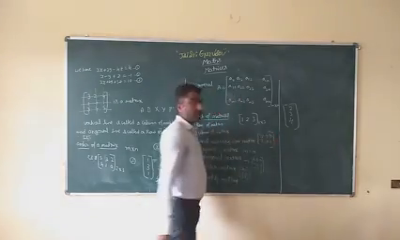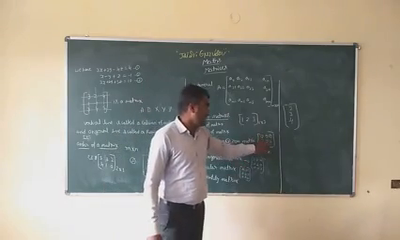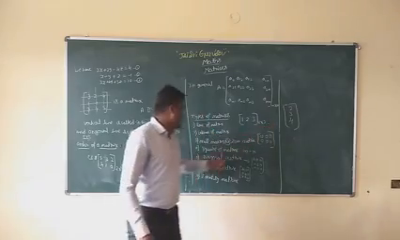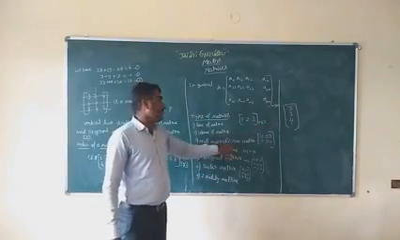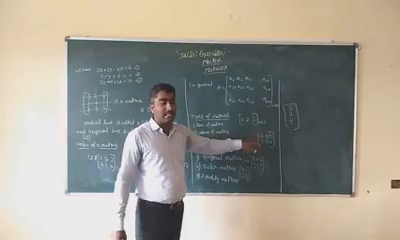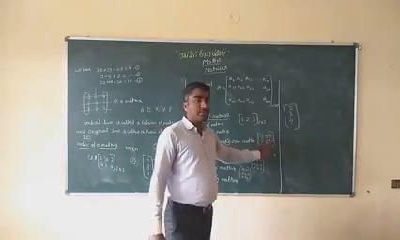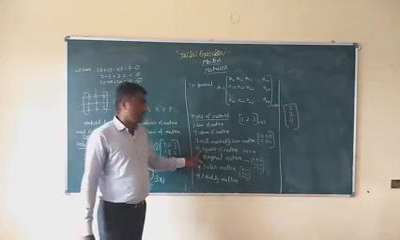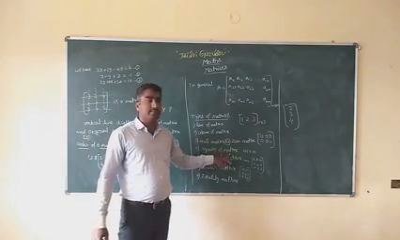All the elements in a matrix are its entries. If all the elements of the matrix are zero, that is called a null matrix or zero matrix. Zero matrix means all the elements of the matrix are zero. Next, the fourth one, square matrix.